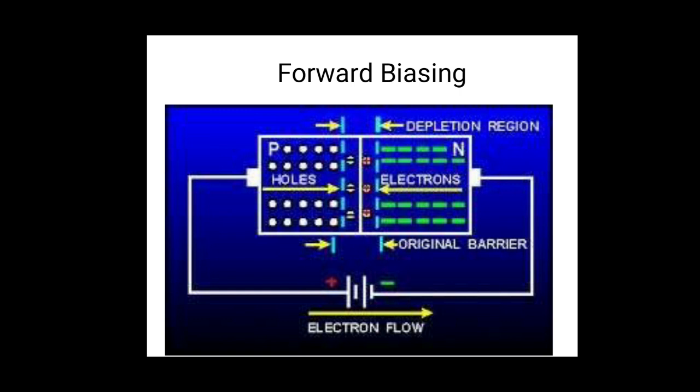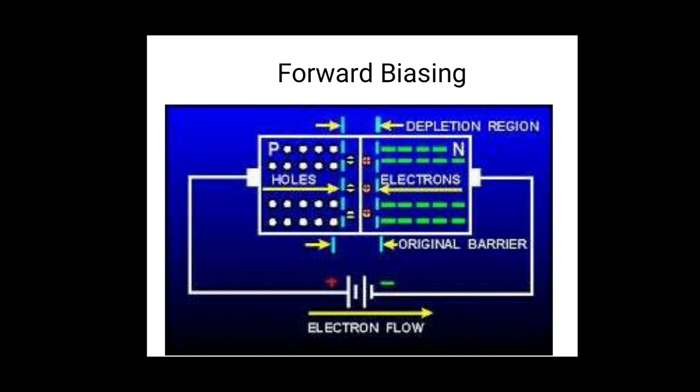See here, as I told you, in forward bias the positive of the battery is connected to the p type, and the negative of the battery is connected to the n type. So what happened? The holes present in the p type are repelled, and the electrons in the n region are also repelled from the battery.